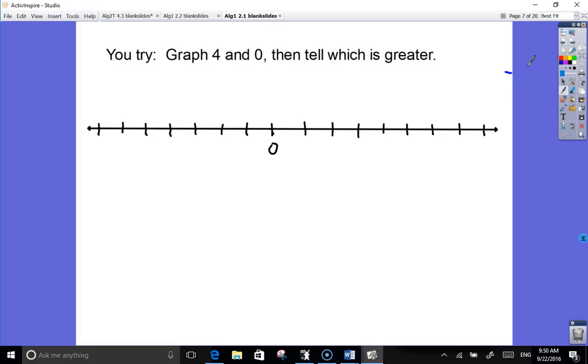Draw a number line. Make the marks. Okay, so where should I have plotted? I needed to put some more numbers on my number line. So 0 and 4. And which one is greater? 4. 4.